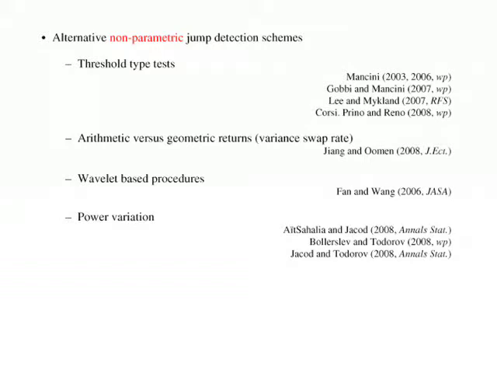I said that the Barndorff-Nielsen-Shephard test, this bipower variation test, was the first test and the first way of doing these kinds of separations non-parametrically.